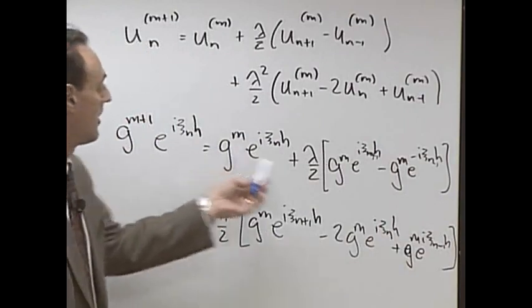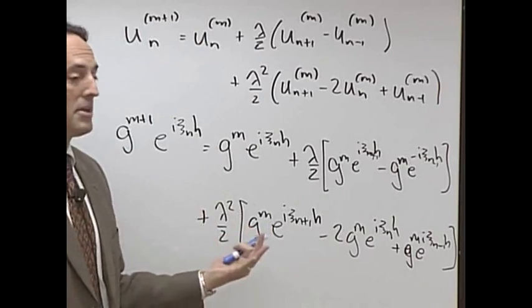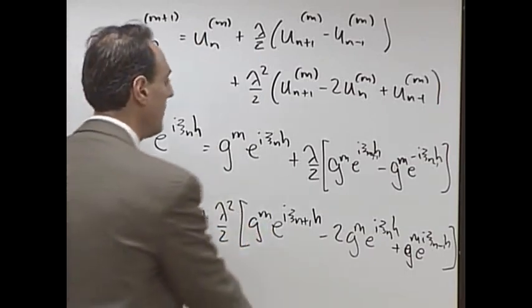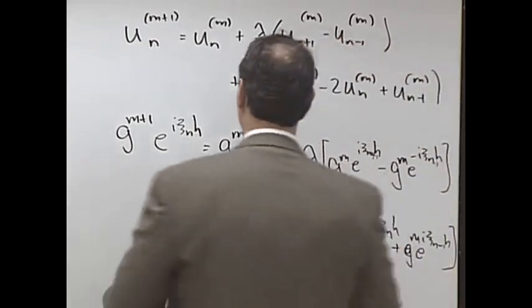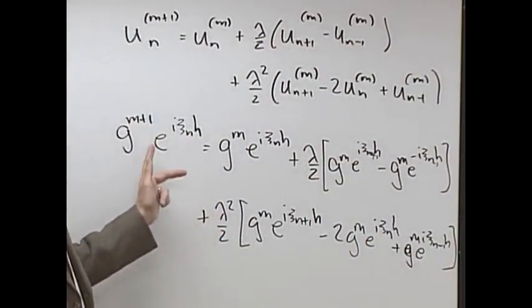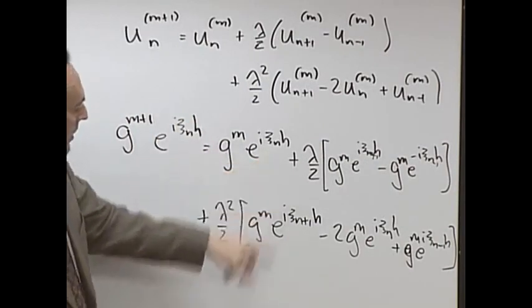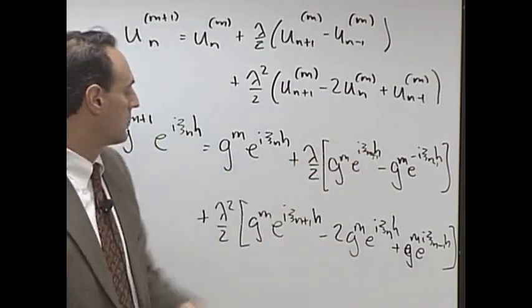Notice, everybody's got a g of m running around. This one has a g of m plus 1, so we can do what we did before. Divide by g of m. The only thing that's going to be left over is a g over here on this left side. Okay? Now, I can also multiply through by e to the minus I c of n h. It's going to cancel this one, and that one, and then give me some differences for the others.